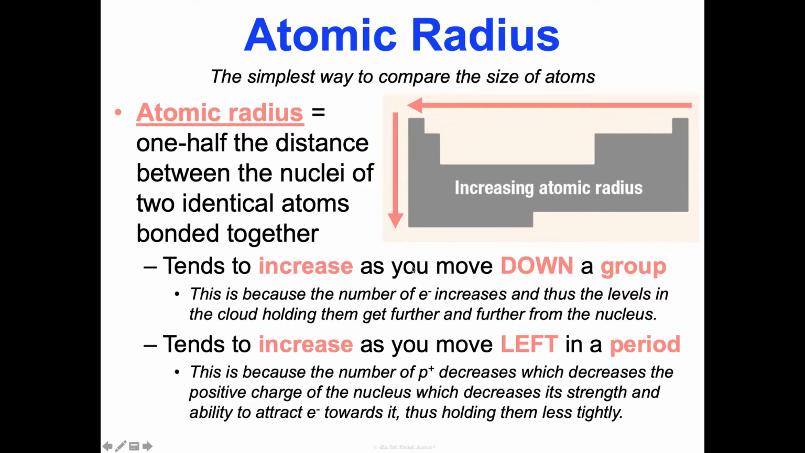So the electrons in their clouds are just going to be wandering off further, not held as tightly. So that makes them the biggest.